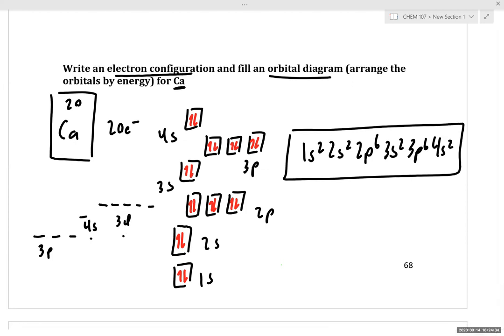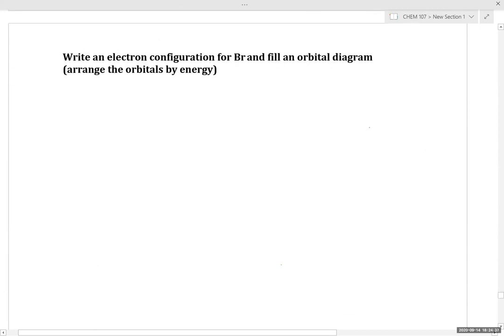So let's keep going now, and let's try to write an electron configuration for bromine and fill in an orbital diagram. So this will emphasize this point. And remember your general orbital filling order. Bromine has a fair number of electrons, so this will take you a little bit of time. And we'll discuss this example in about 3 minutes, just to give you enough time to fill in your complete orbital diagram, since bromine has a fair number of electrons.